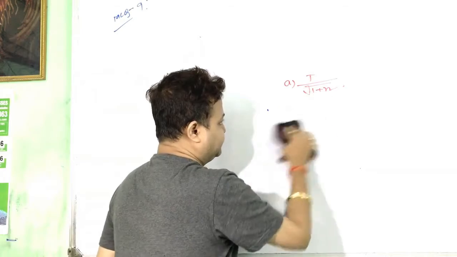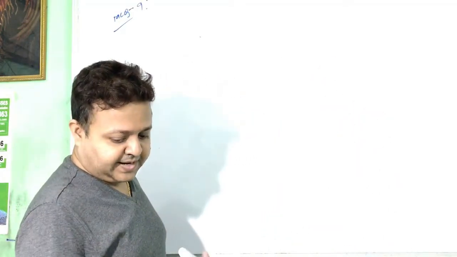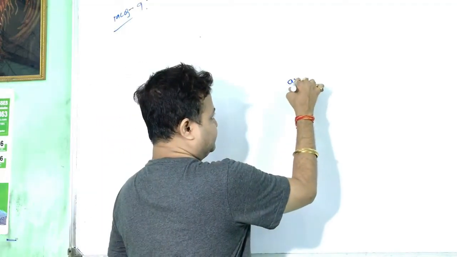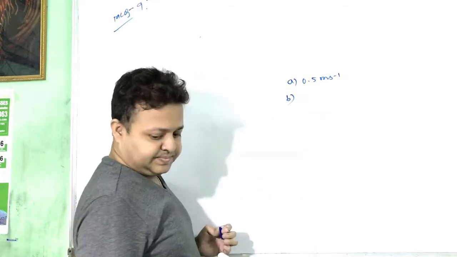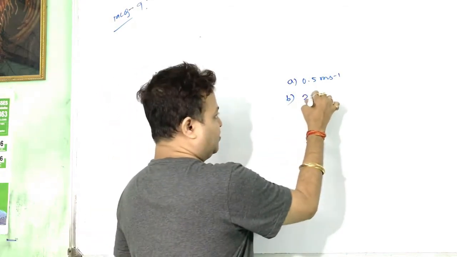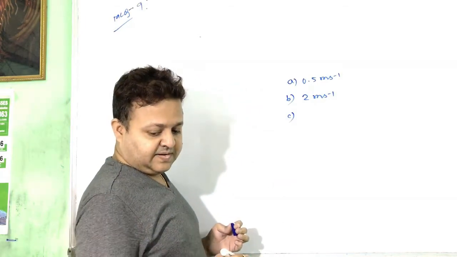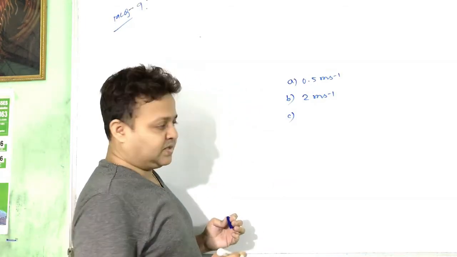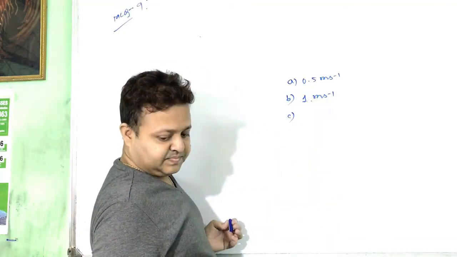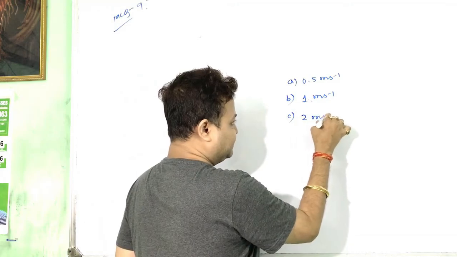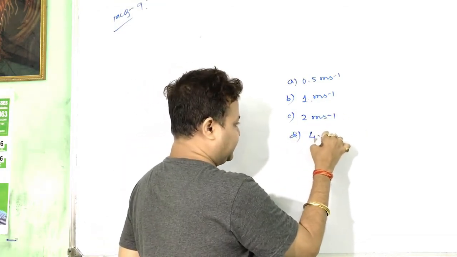Another question. Option A, 0.5 meter per second. B, 1 meter per second. C, 2 meter per second. And D, 4 meter per second.